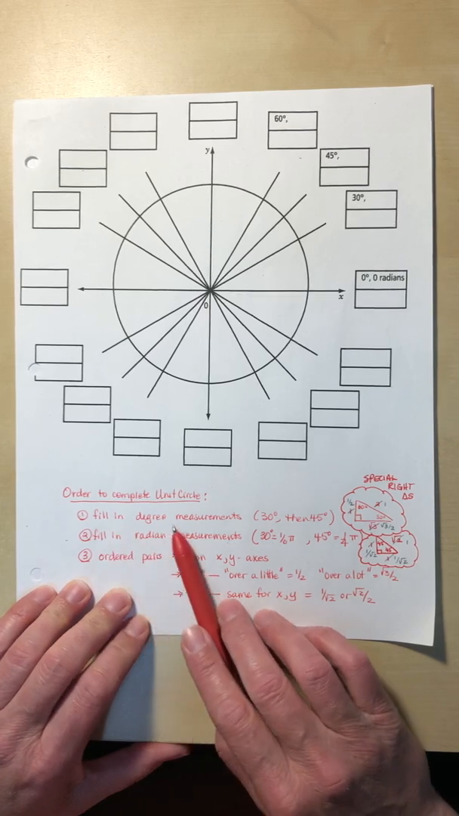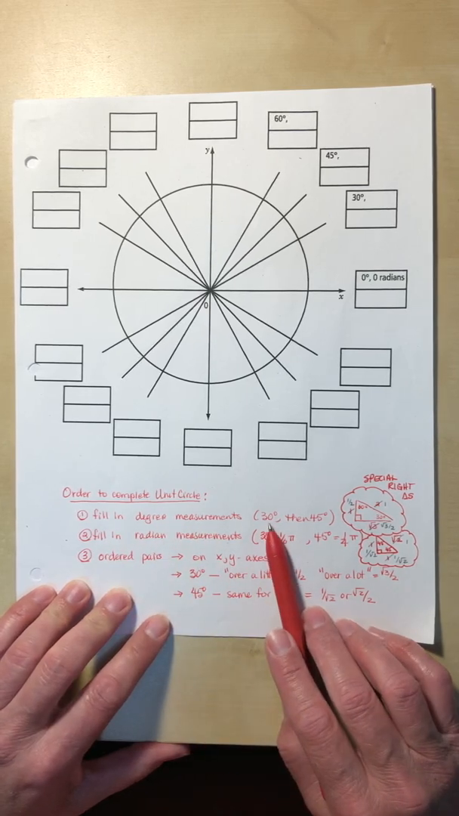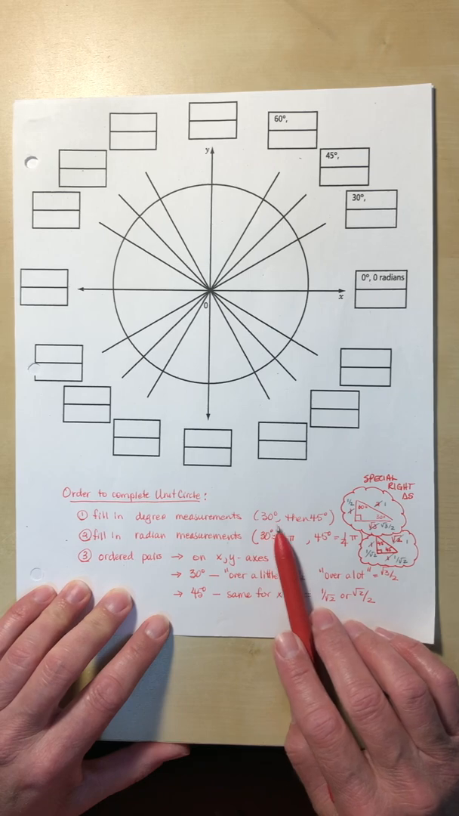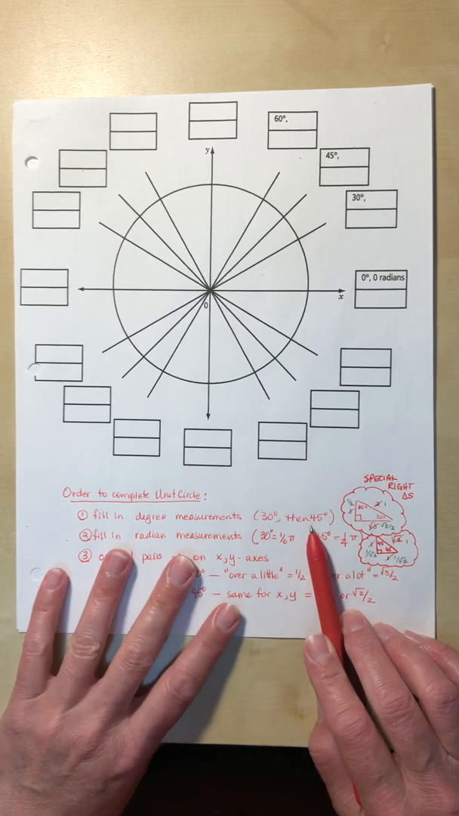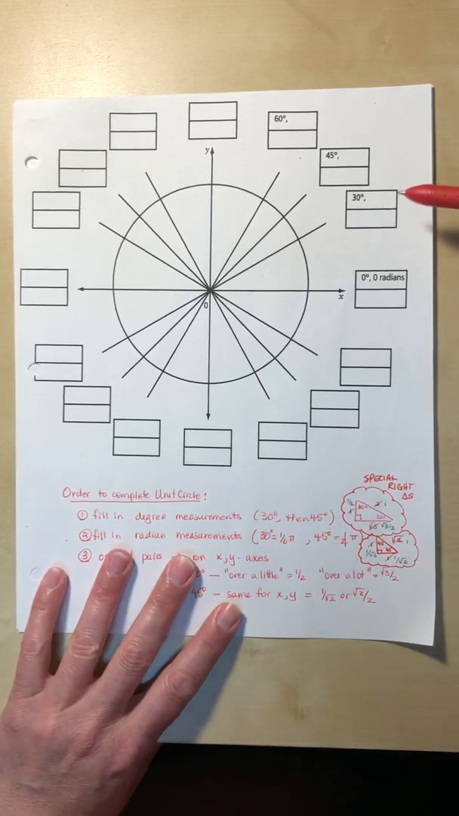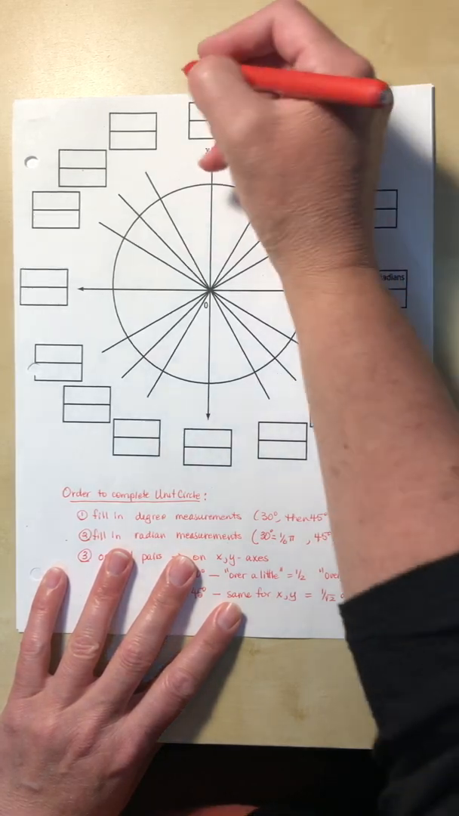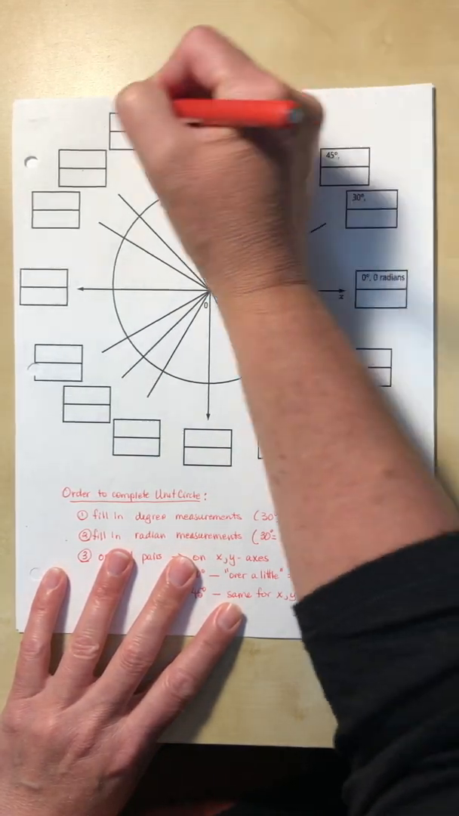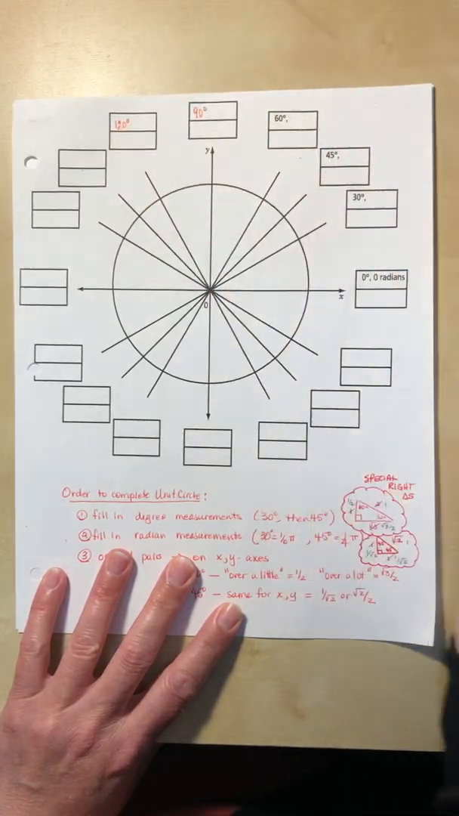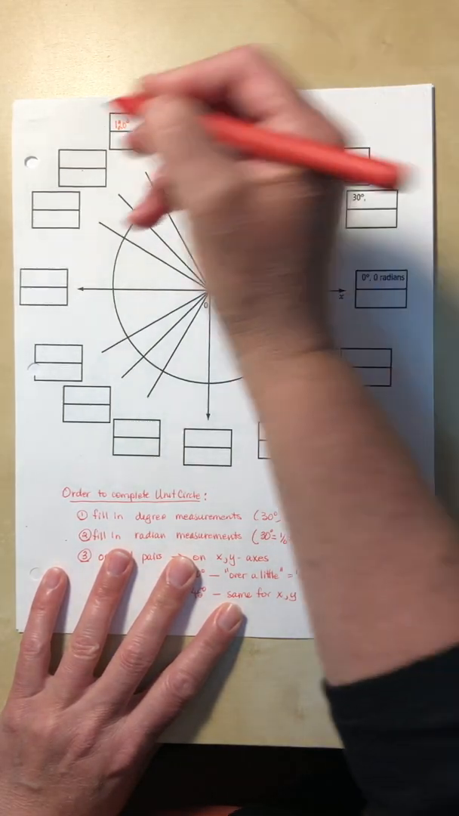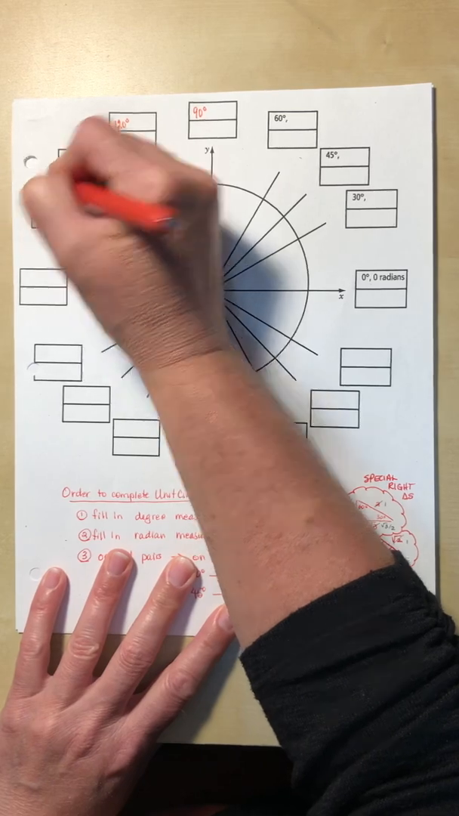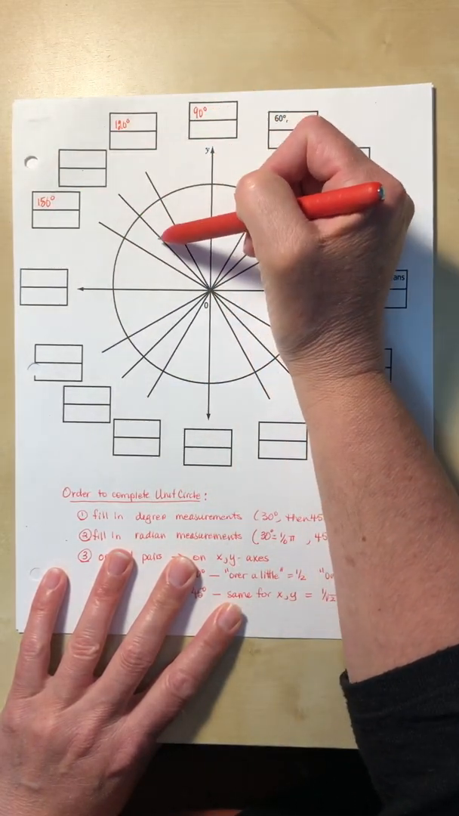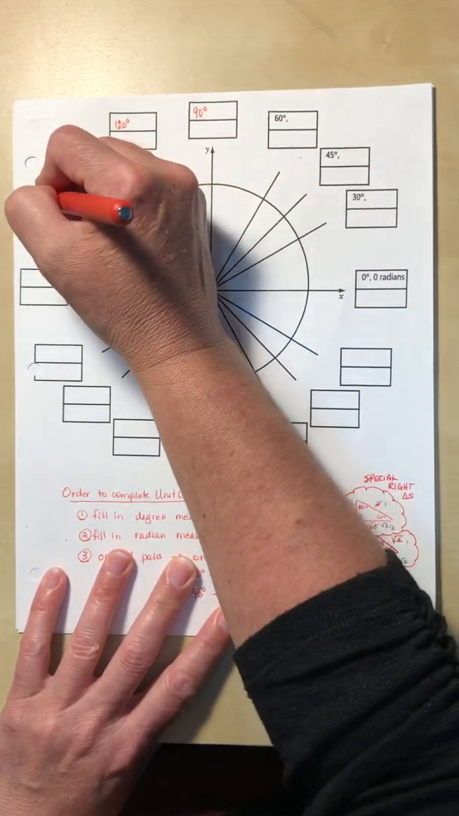I start with filling in the degree measurements. I always go through all the multiples of 30s, degrees, and then the 45s. And so you can see on the example that I have here, 0, 30, 60 is already filled in. So I would continue going around our multiples of 30 degrees. Be careful that we skip the middle ones here. Those are the 45s. I'll get to those after.